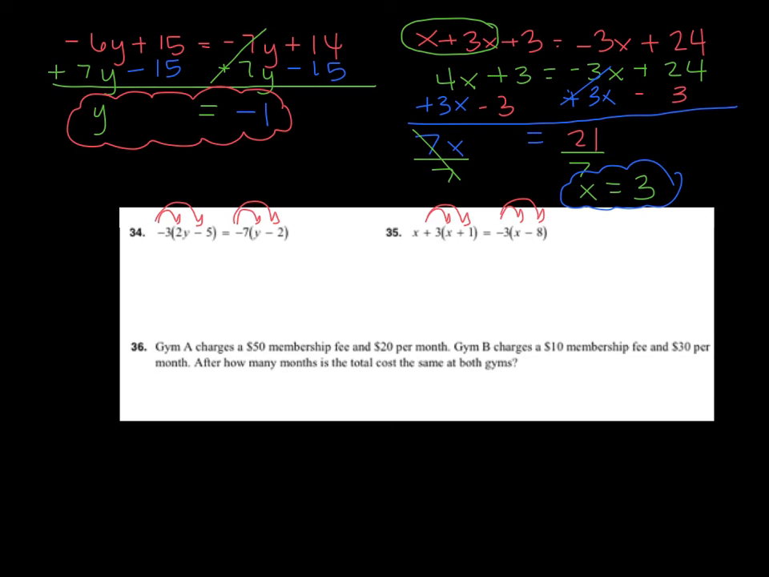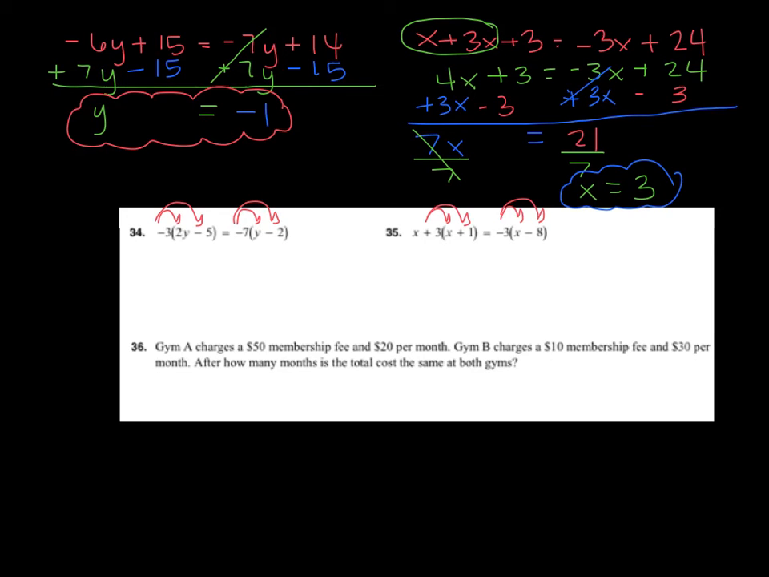Okay, so for number 34, the first thing that I had to do was distribute this negative 3. So negative 3 times 2y was negative 6y. Negative 3 times negative 5 became positive 15. Then negative 7 times y became negative 7y, and negative 7 times negative 2 became positive 14.